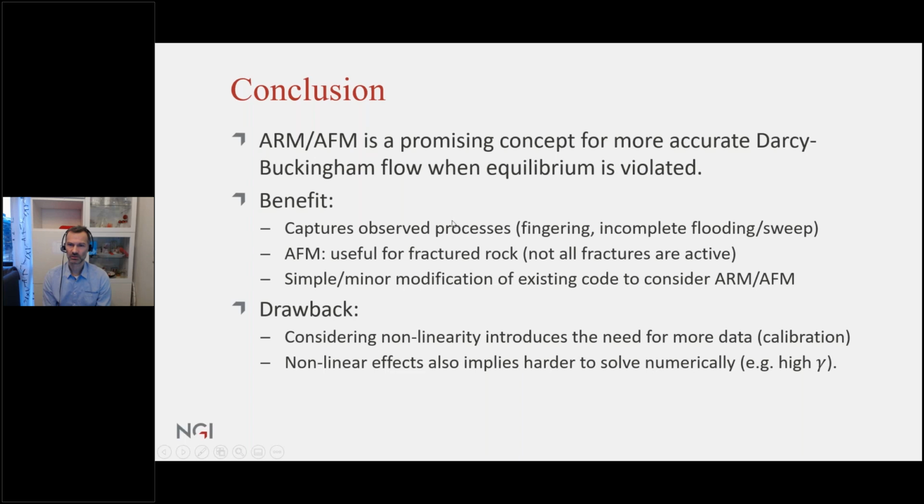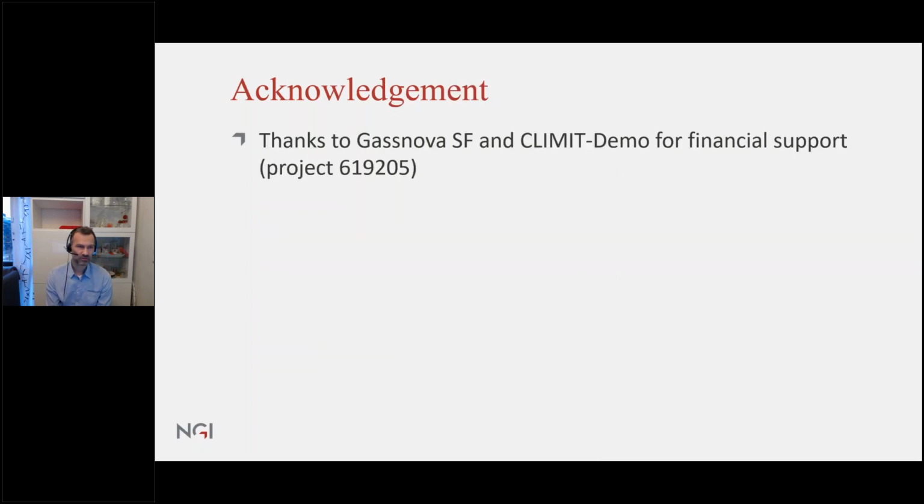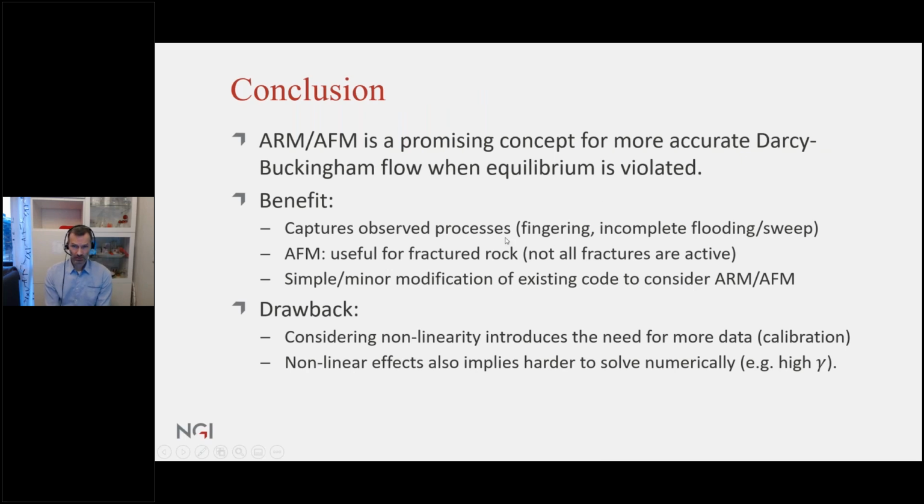So this is my final conclusion, I guess, on this relatively short numerical study. This active region model or active fracture model is a promising concept for more accurate Darcy-Buckingham flow when the equilibrium is violated. Sorry, can you go back? We see that the benefits of this model is that it captures some observed processes like fingering effects or incomplete flooding in the reservoir. Another benefit is that this active region or active fracture model is also useful for fractured rock, as not all fractures are active.